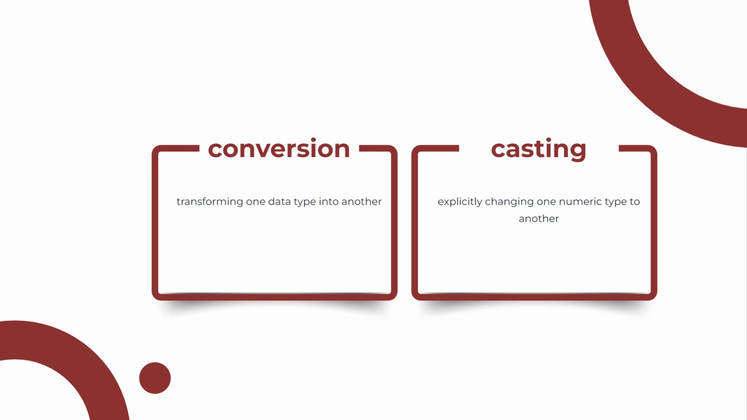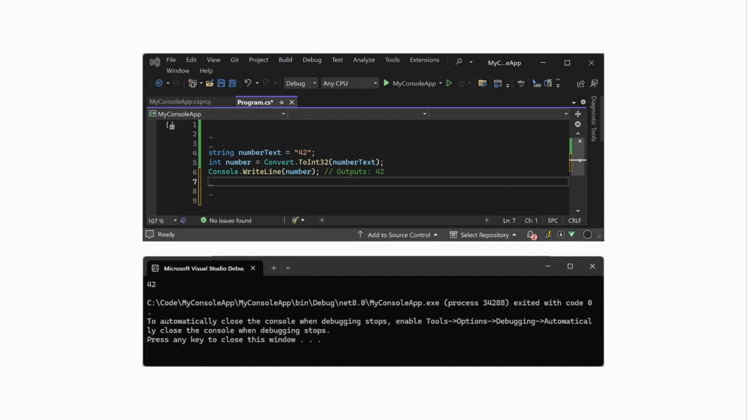Conversion is when we transform one data type into another. A common example is converting a string into a number. Casting, on the other hand, is the process of explicitly changing from one numeric type to another. For example, if you're working with a double variable, but you need to store its value in an integer, you can use casting.